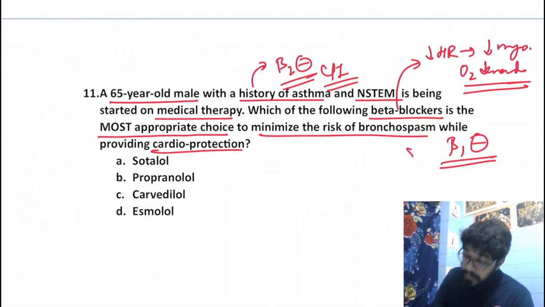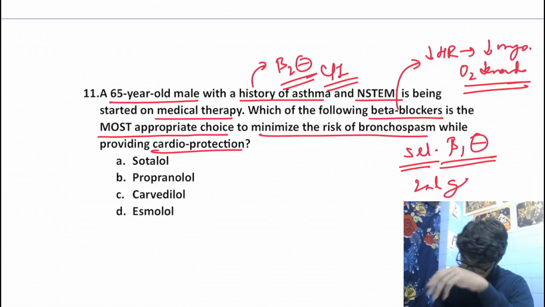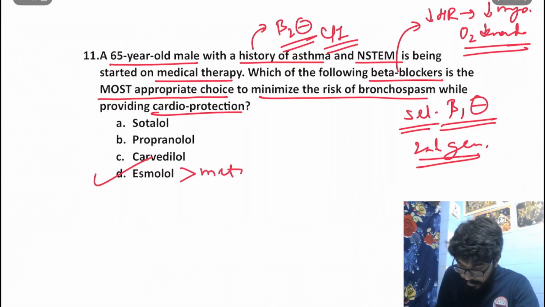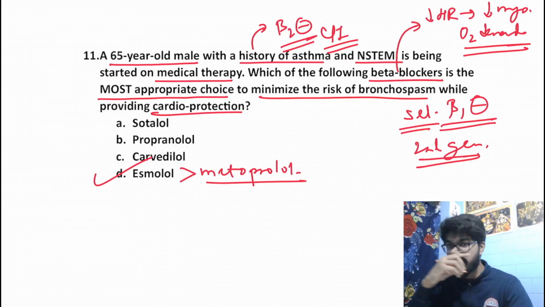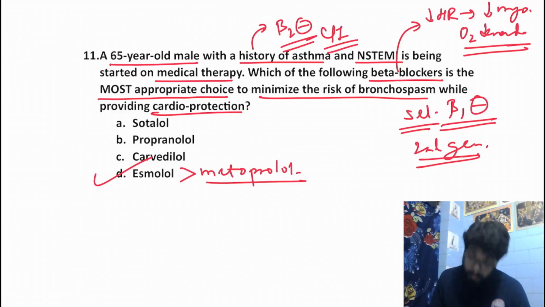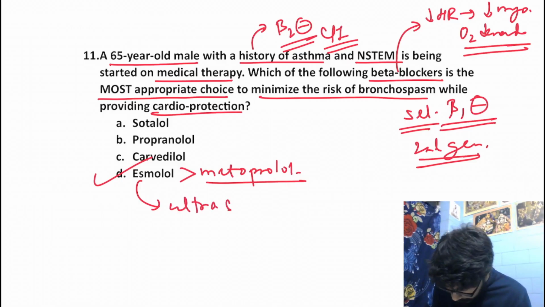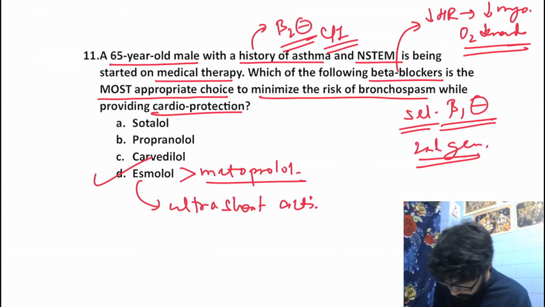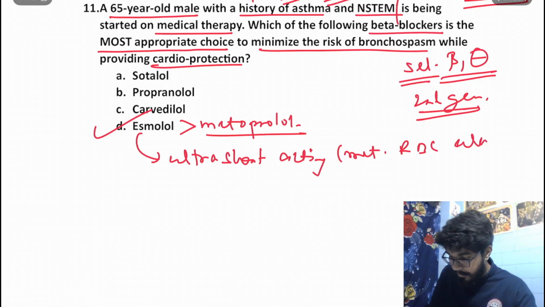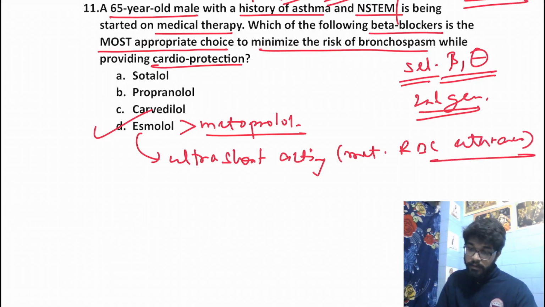So we need selective beta 1 blockers or second generation beta blockers for this condition, of which esmolol is the only answer, right? Now remember that esmolol is a better choice than metoprolol. Metoprolol is also a beta 1 selective blocker. Although metoprolol is not there in the options, had both metoprolol and esmolol been there, our answer would have been esmolol. Why? Because esmolol is ultra short acting. Why? Because it is metabolized by RBC esterases.